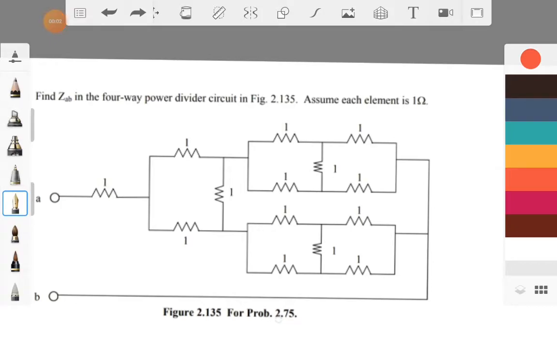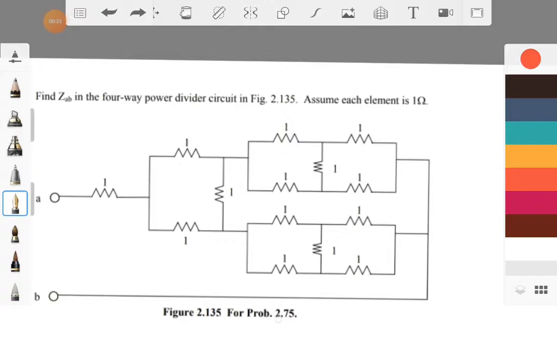This is our example for your delta connection, delta to Y connection or Y to delta connection. So you can see in this figure that you cannot find any parallel or series resistance. Okay, so if you find any, just tell me.